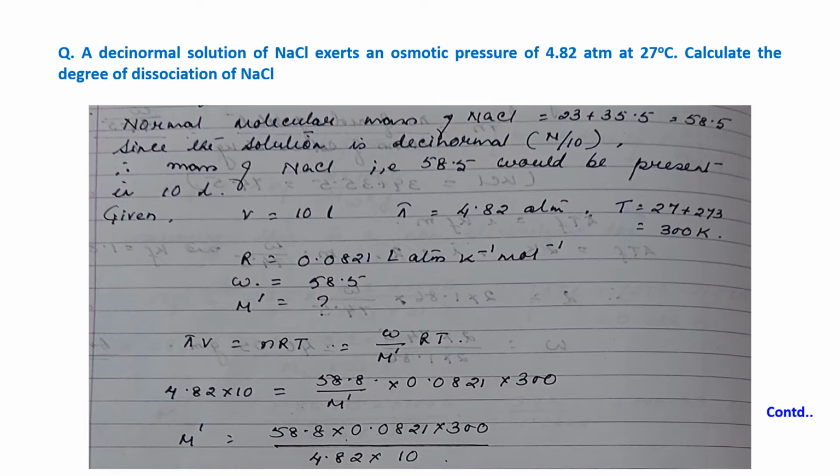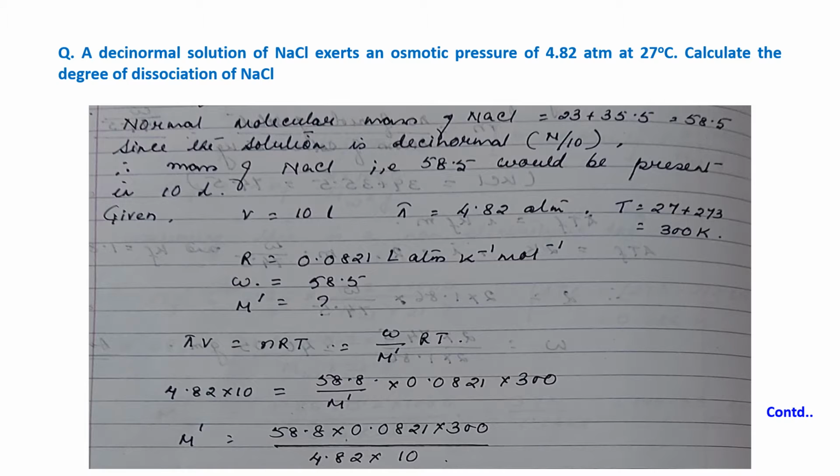For finding out alpha, you have to first find out m dash, that is the molar mass of the solute. After getting the molar mass of the solute, you have to find out the Van't Hoff factor i, because it is undergoing dissociation. So this numerical will be in 3 steps. First, find m dash, then find i, and then the degree of dissociation alpha. So let us first find out m dash, the molar mass of the solute.